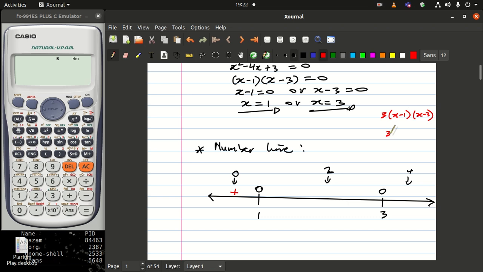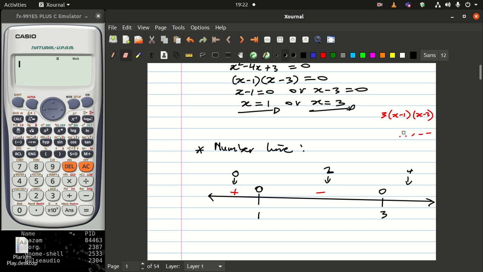So I will end up having 3 times 1 times, and then if I plug in a 2 here, I will get a negative. So I will get a negative 1. So I have a positive times a negative. I will end up getting a negative. So in this interval, whatever I'm going to get is a negative. And then I plug in a 4 here.